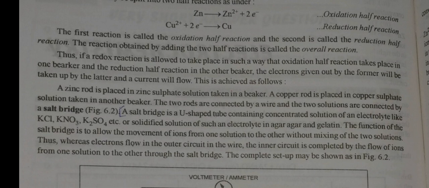The two rods are connected by a wire and the two solutions are connected by a salt bridge. A salt bridge is a U-shaped tube containing a concentrated solution of an electrolyte like KCl, KNO3, K2SO4, etc., or a solidified solution of such an electrolyte in agar-agar and gelatin. The function of the salt bridge is to allow the movement of ions from one solution to the other without mixing of the two solutions. Thus, whereas electrons flow in the outer circuit in the wire, the inner circuit is completed by the flow of ions from one solution to the other through the salt bridge.